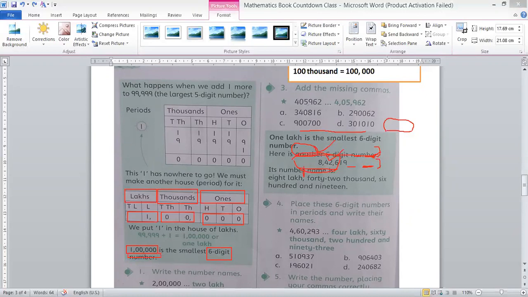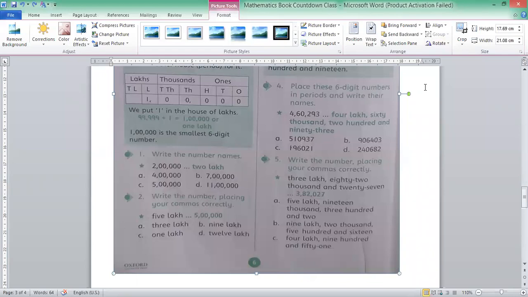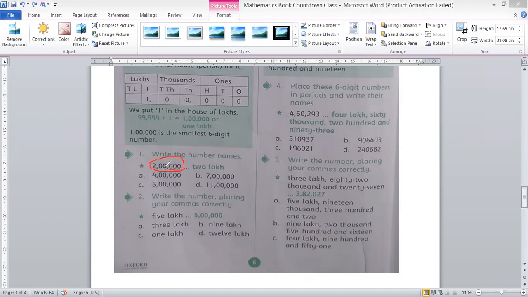Here in question one, we are going to write the six-digit number in words and numbers. Statement one, write the number names. An example is given: 2 with 5 zeros. After 3 digits there is a comma, after 2 digits there is a comma. It means this number is given in the Pakistani way, and in words we can write 2 lakh. Similarly, we will write this number as 4 lakh, 5 lakh, 7 lakh, 11 lakh.